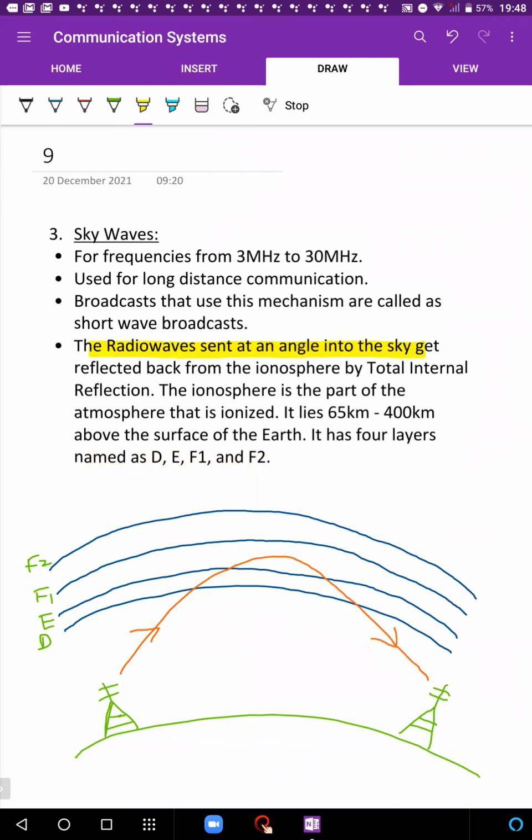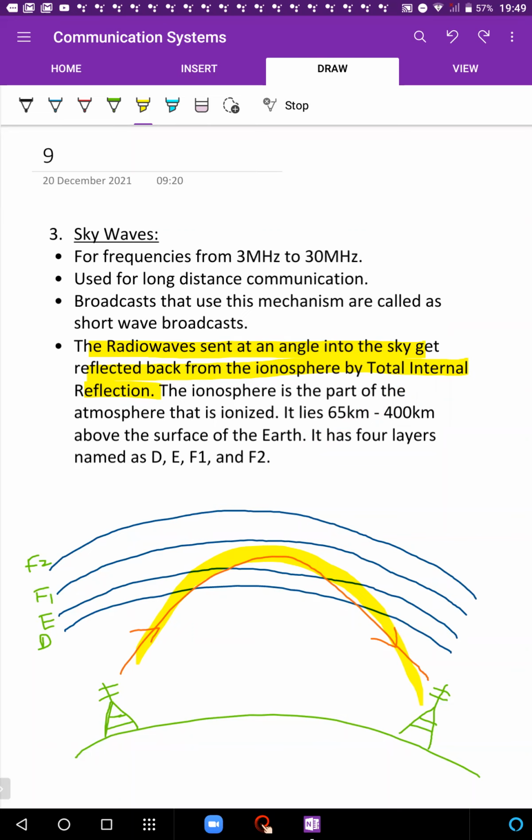The mechanism kya hai? Radio waves are sent at an angle into the sky, and they're found to get reflected back to the Earth from the ionosphere by the mechanism of total internal reflection. Okay, so when you send waves of that particular frequency, maybe if you send waves of other frequencies, they perhaps just pass through this, or they get absorbed or something like that. But if you send waves of this frequency range, then they will, by the mechanism of total internal reflection, get sent back to the Earth.